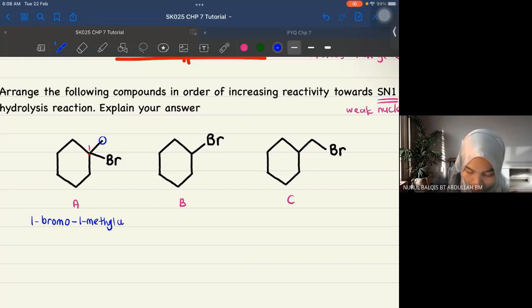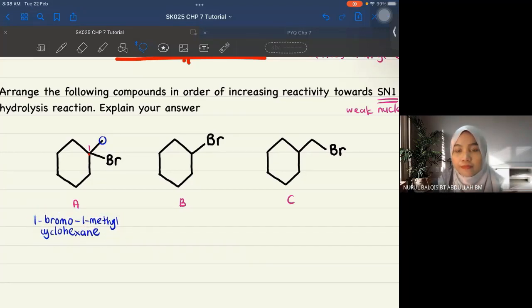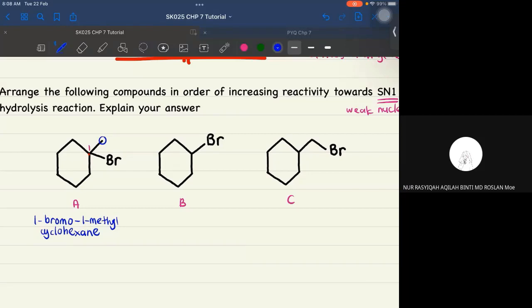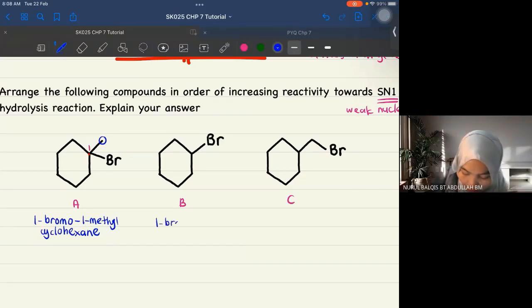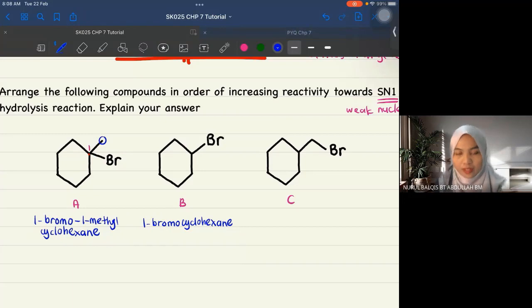Thank you, Karunisa. Okay, orang lain pula. Saya nak compound B. Tadi 1-bromo, 1-methyl, cyclohexane. Orang lain compound B? 1-bromocyclohexane. 1-bromocyclohexane, thank you. Orang lain pula compound C? Compound C, anyone? Can you please name them?